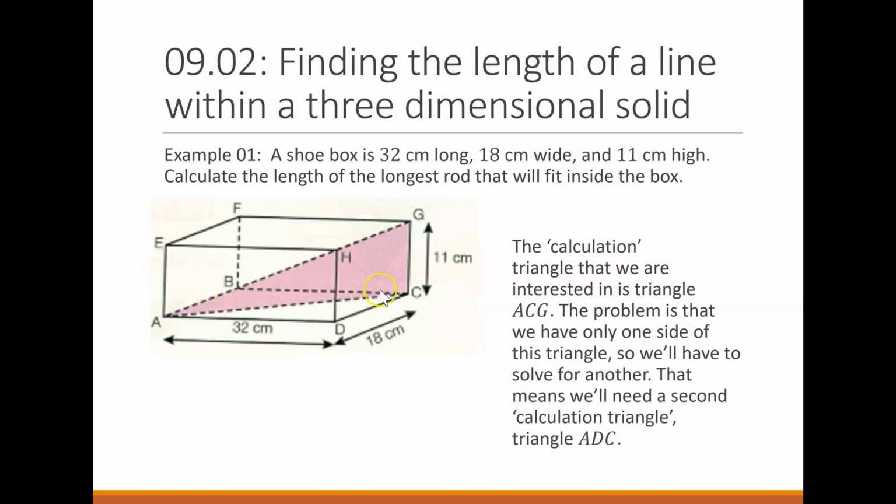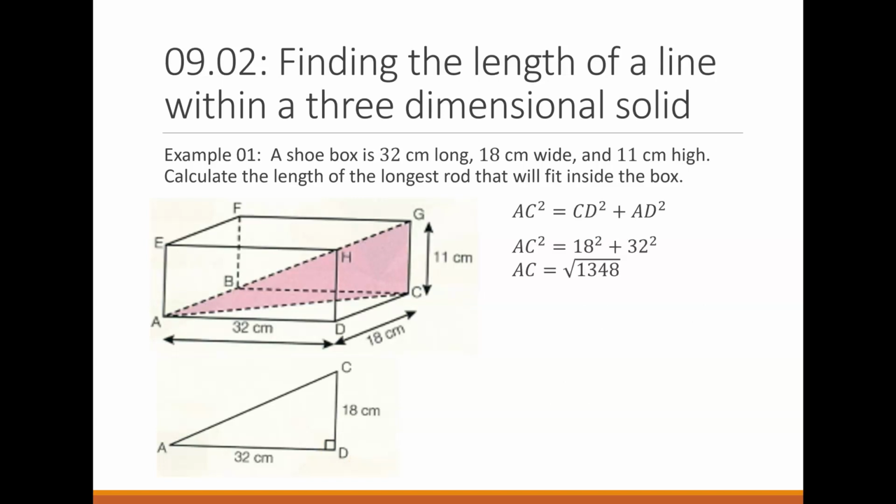How about ACD right here? Everybody see that one? And again, I know that's a right angle at angle D because the base is a rectangle, right? So I can solve for AC using that triangle. How would I solve for that? Pythagorean theorem. So I get the square root of 1348 when I do that.